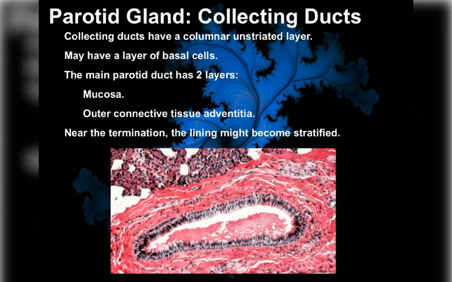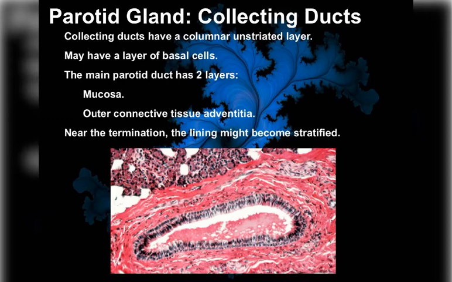Major collecting ducts have pseudostratified columnar epithelium. So we have some basal cells, but not in the form of a complete layer of basal cells. So when you say may have a layer of basal cells, this is referring to the major collecting ducts. And this layer is not complete in the majority of major collecting ducts.